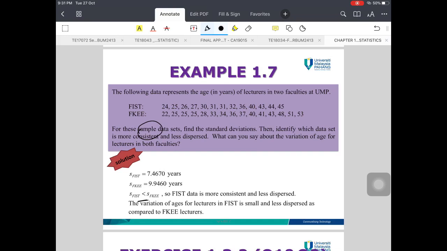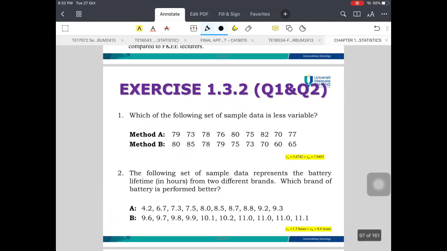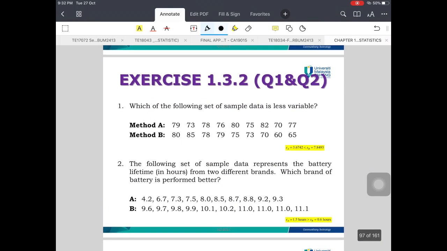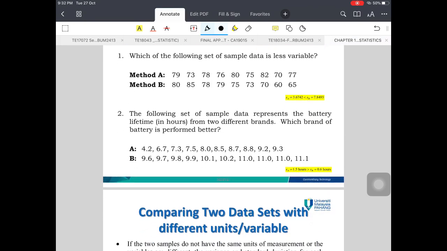Okay, you may try this exercise at your home. There are answers there.